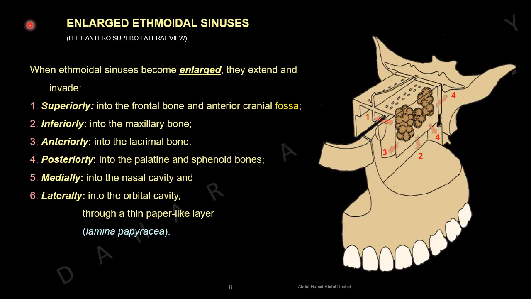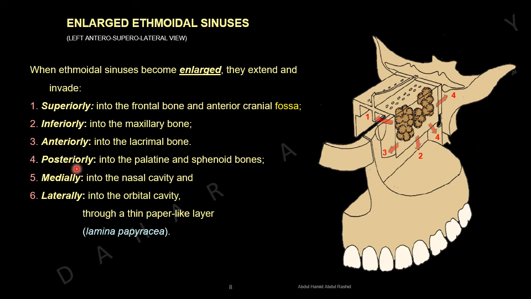Enlarged ethmoidal sinuses. When ethmoidal sinuses become enlarged, they extend and invade into the neighboring structures. First, superiorly, they will invade the frontal bone and anterior cranial fossa. Second, inferiorly, they will invade into the maxillary bone. Third, anteriorly into the lacrimal bone.